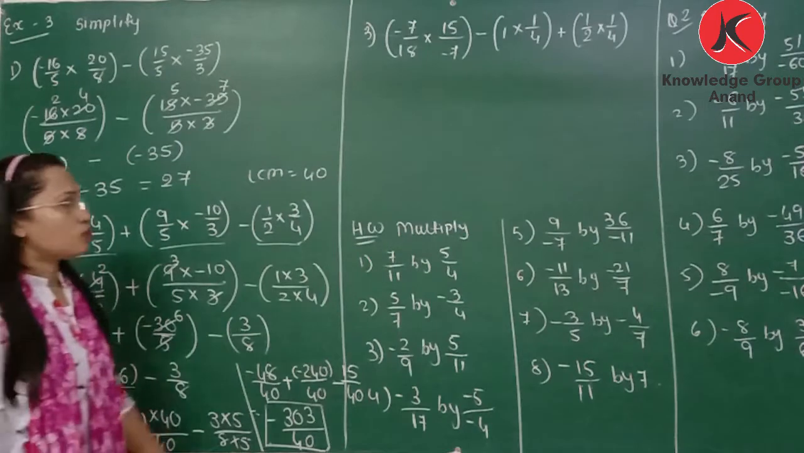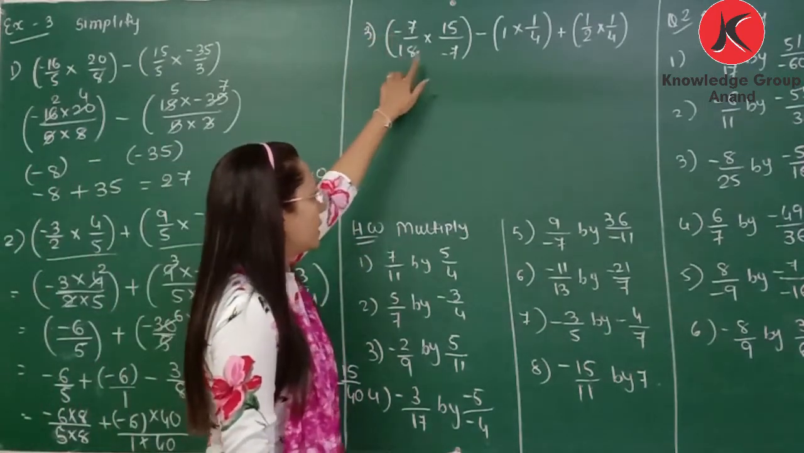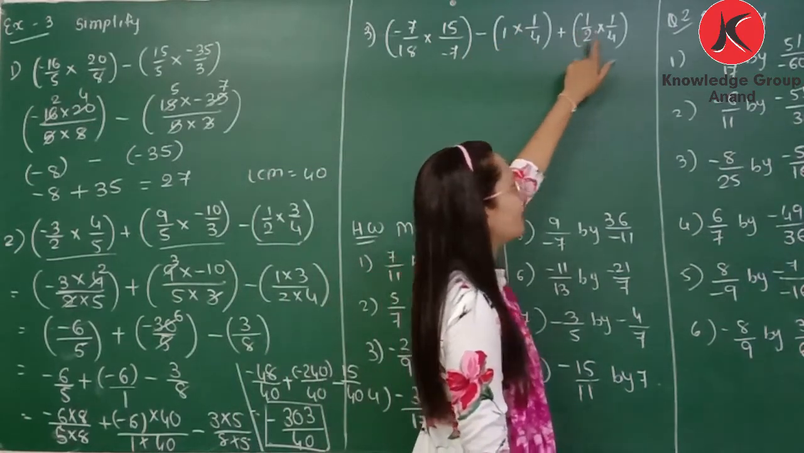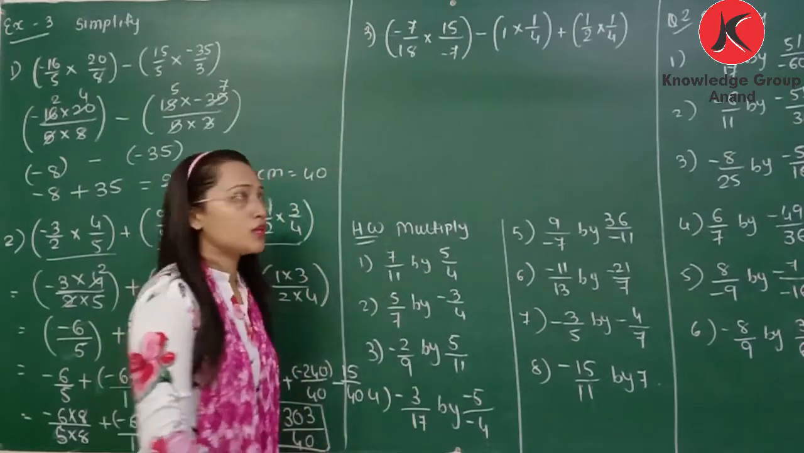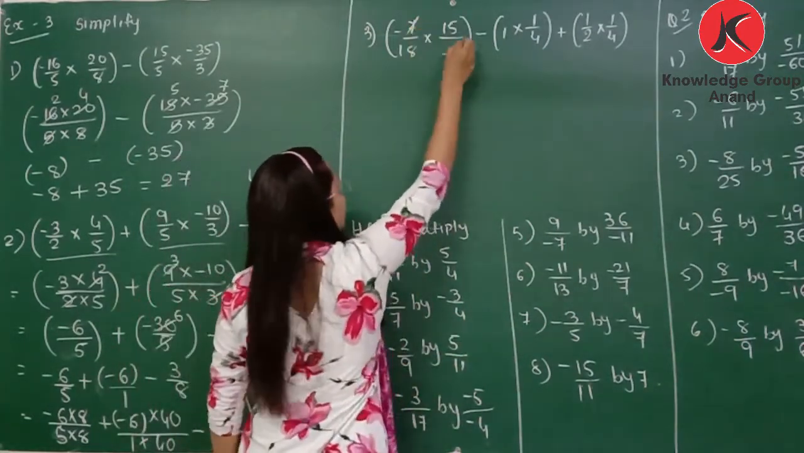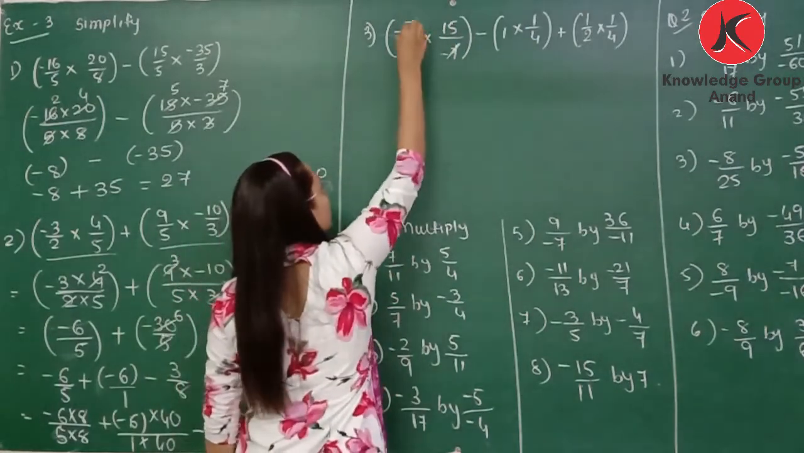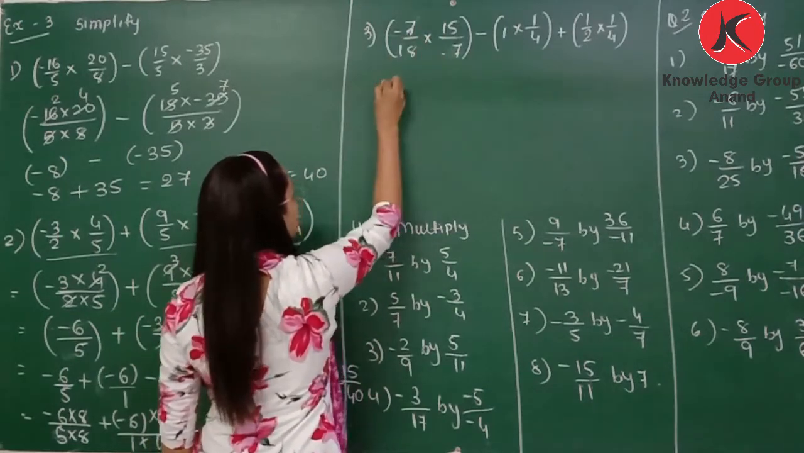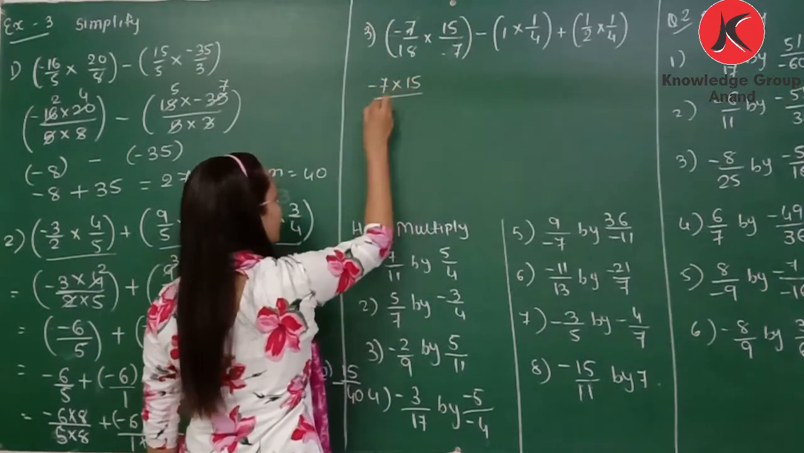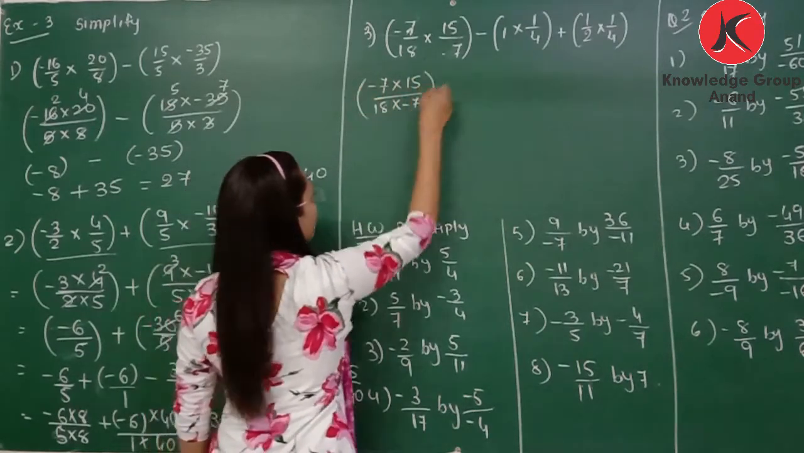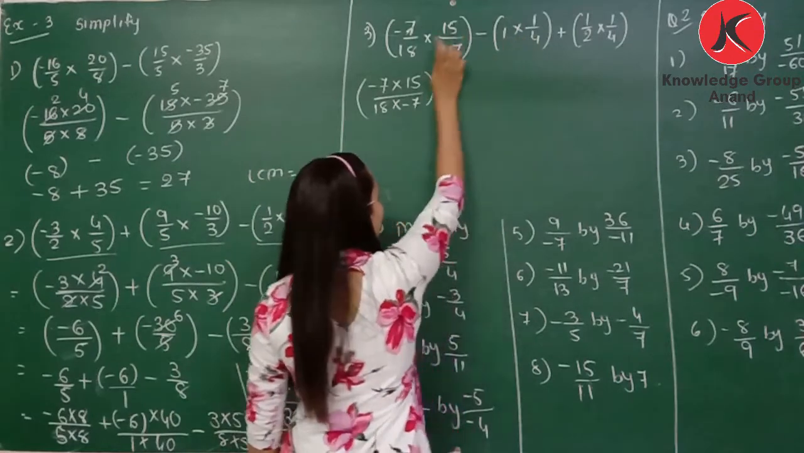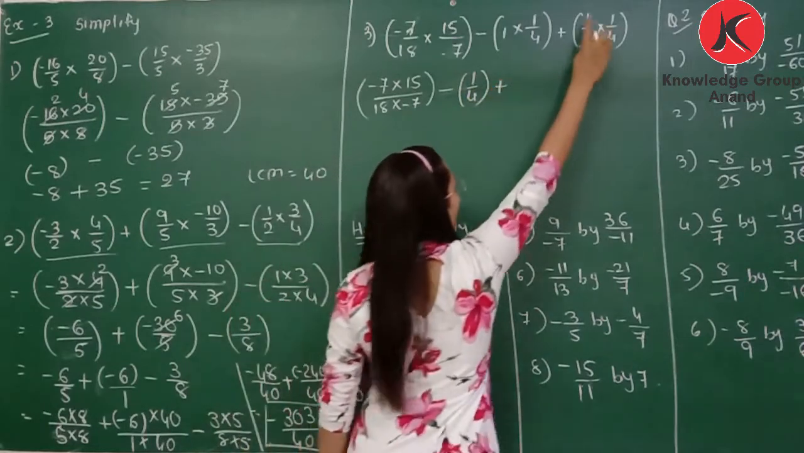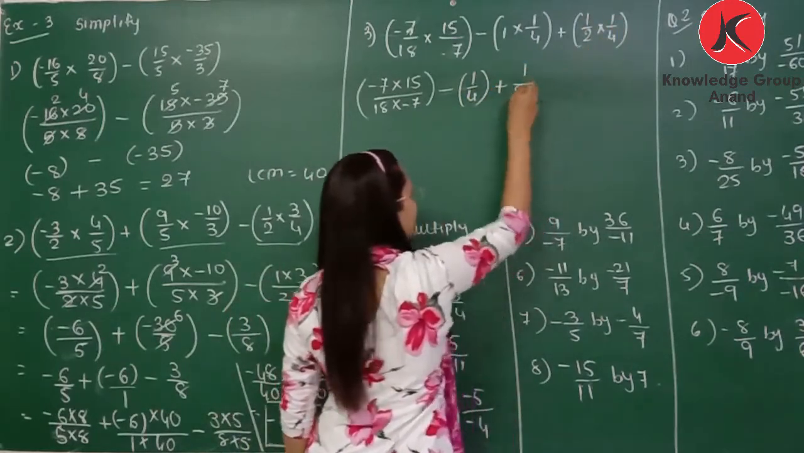Clear? Now next one, minus 7 by 18 multiplied by 15 by minus 7 minus 1 multiplied by 1 by 4 plus 1 by 4 multiplied by 1 by 2 multiplied by 1 by 4. So now let's start. Here you can cancel out this minus 7 and minus 7. Let's write it again. So minus 7 will be cancelled out here. So we can write 15 into 18 plus 1 is multiplied with minus 1 is multiplied with 1 by 4, so it is minus 1 by 4, and 1 is multiplied with 1, 2 4s are 8.